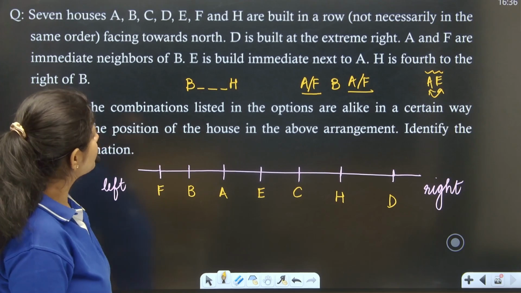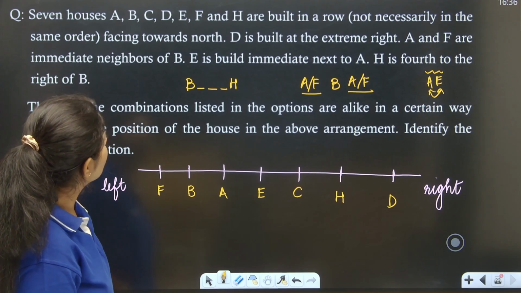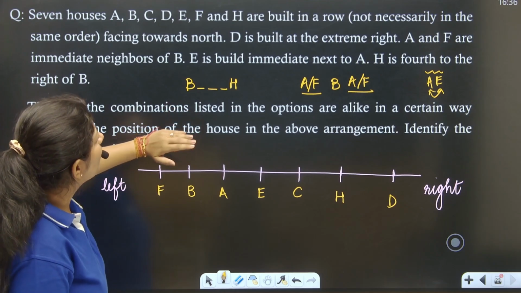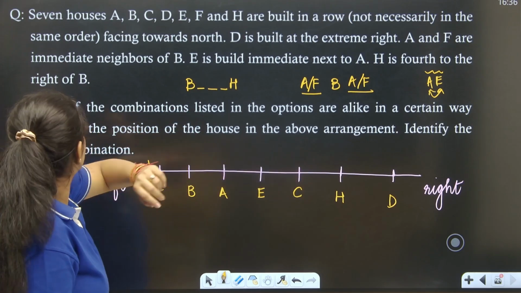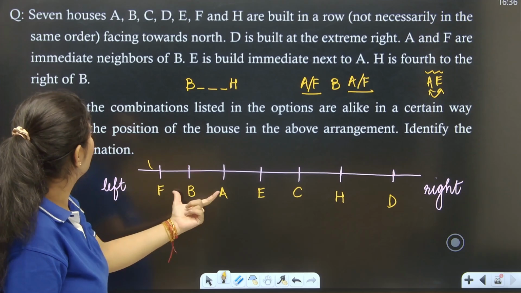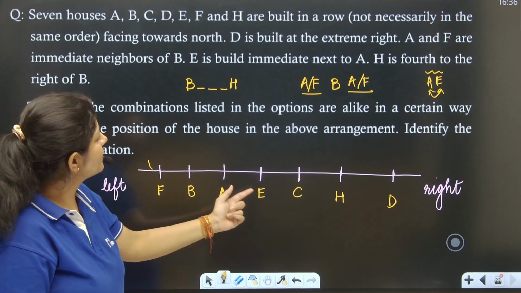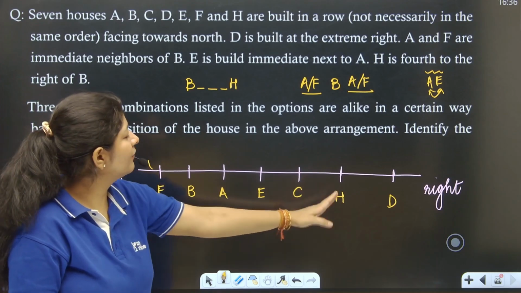Now, just simply go to the conditions that we are having and cross check it. Yes, everyone is facing north, right? A and F are immediate neighbors of B. Yes. E is built immediate next to A. Yes. H is fourth right. First right, second, third right, fourth.